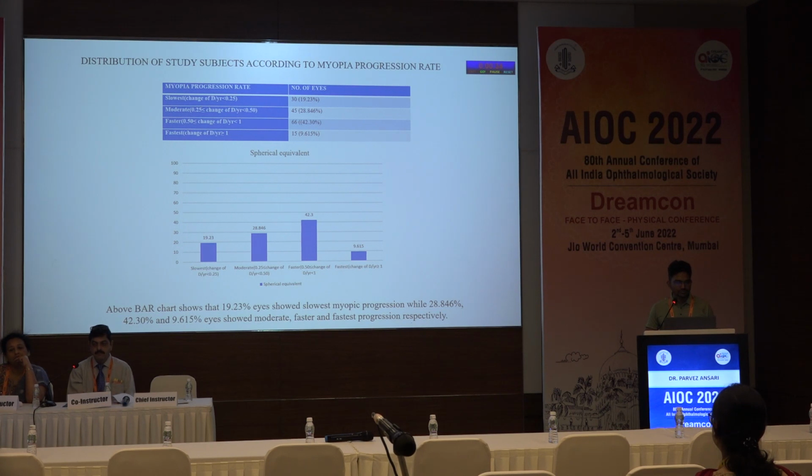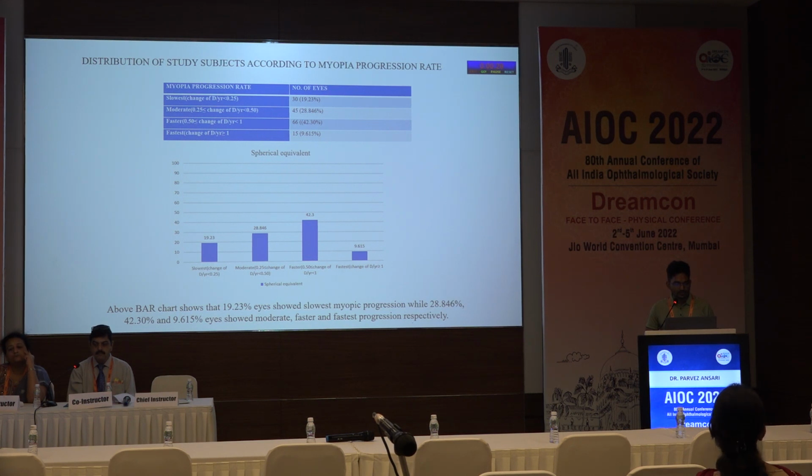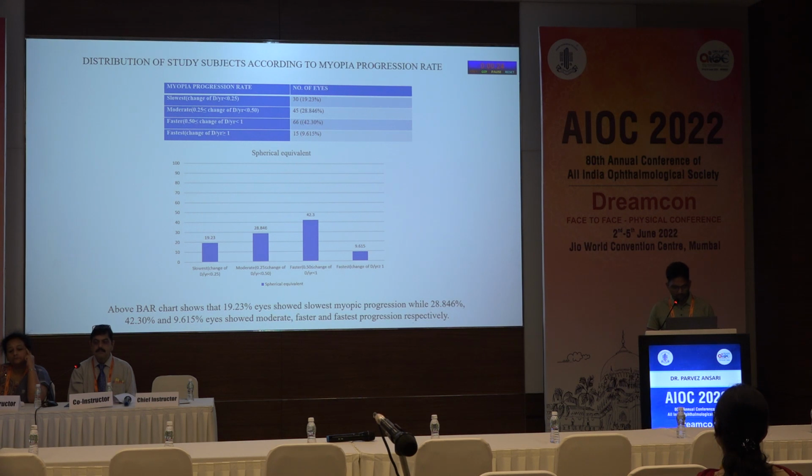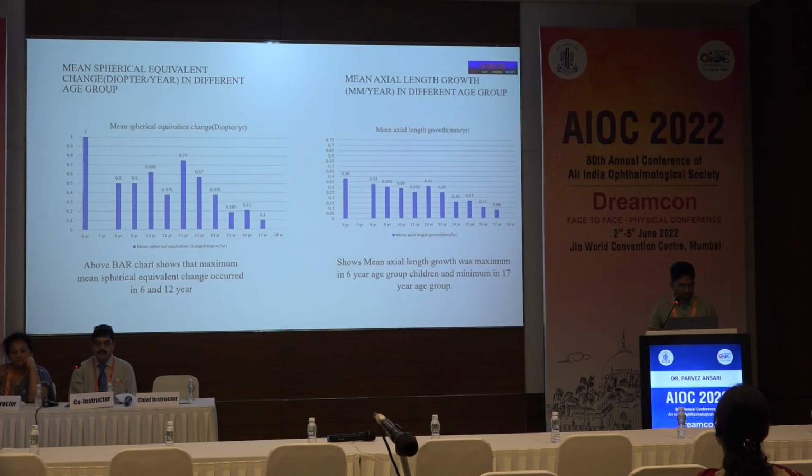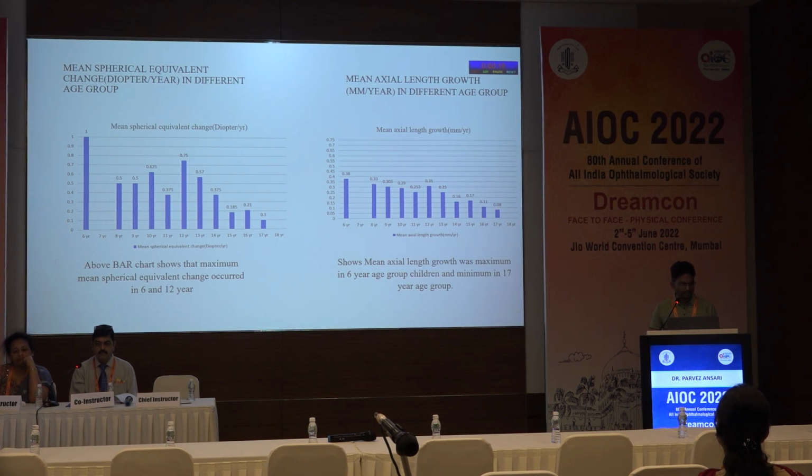This graph shows distribution of study subjects according to myopia progression rate. This shows that approximately 50% of children show myopia progression of less than 0.5 diopter per year. This chart shows that as age increases, change in myopia progression decreased.